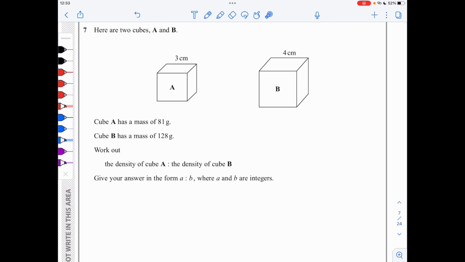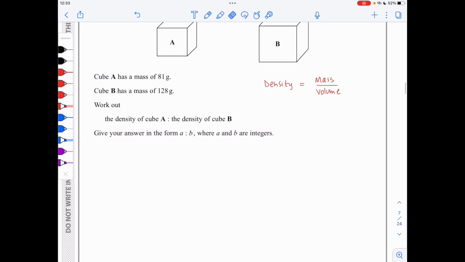In question 7, we've got two cubes A and B. A has a side of 3 centimeters, B has a side of 4 centimeters. We are given the masses of the two cubes, and we need to work out the ratio of the density of A to the density of cube B. Let's start by reminding ourselves that density is given by mass over volume, and it will make sense to draw up a table here to have all the information. So we've got cube A, cube B. The masses are given. It's 81 grams for A and 128 grams for B.